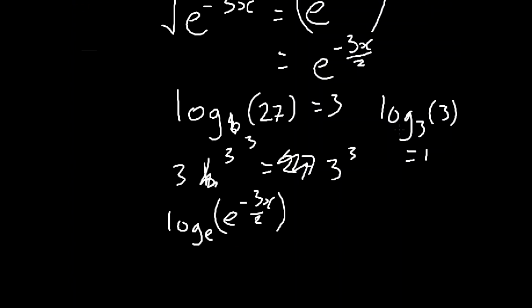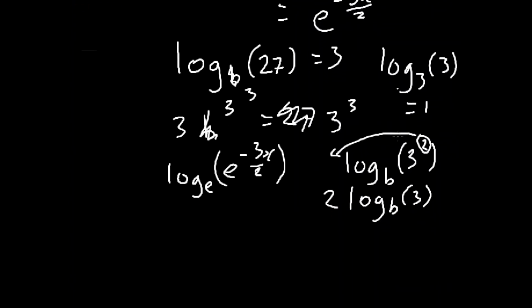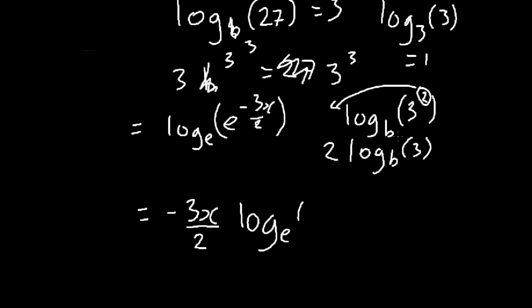Now the other one that we're going to use is the power rule. So if we've got something like log base 3 of b to the power of 2, well that 2 gets moved out the front so that it becomes 2 log. Now, hopefully you can see that we've got this minus 3x divided by 2, so that can be moved out the front. So let's do that now. We'll now see that we're left with this ln of e business.